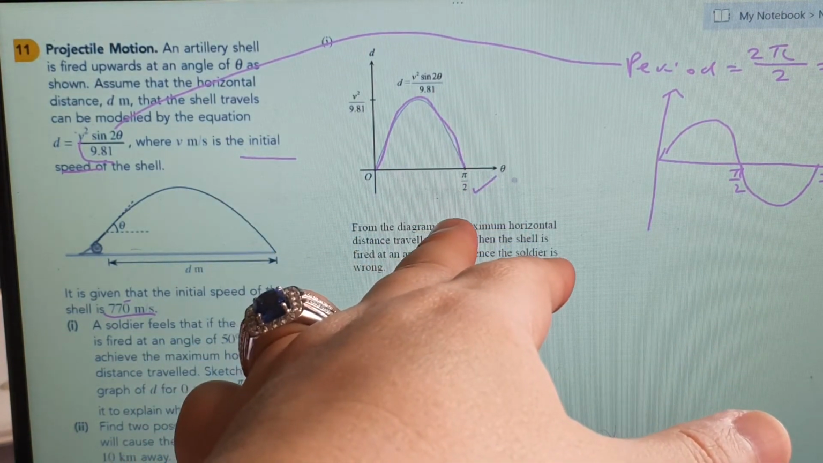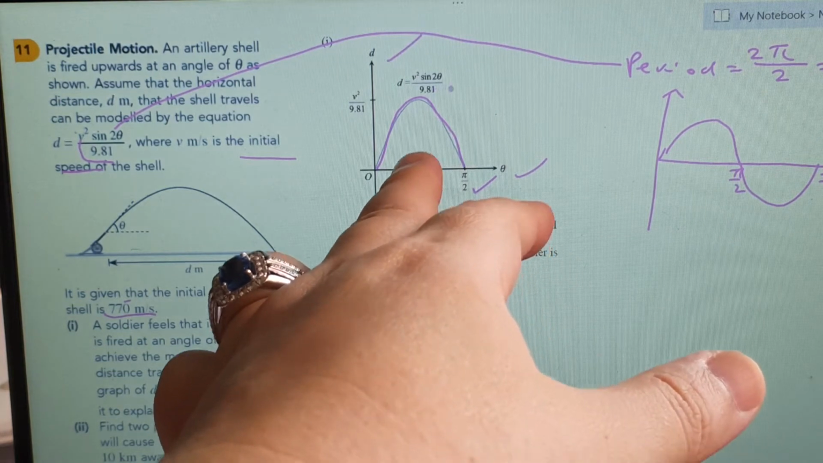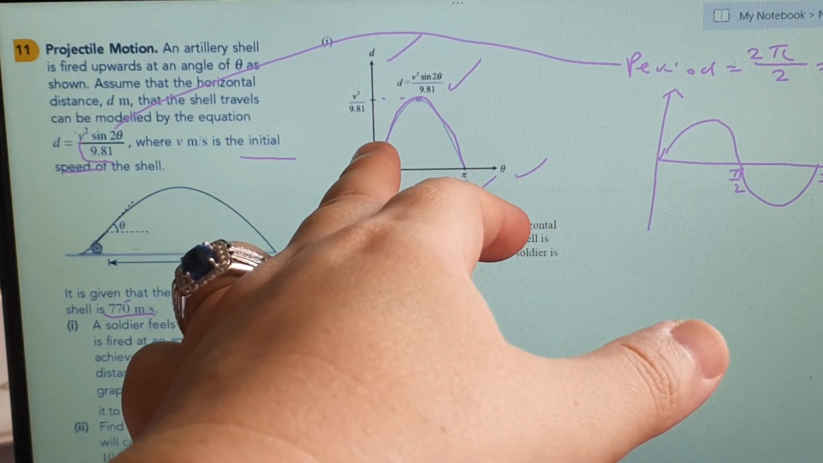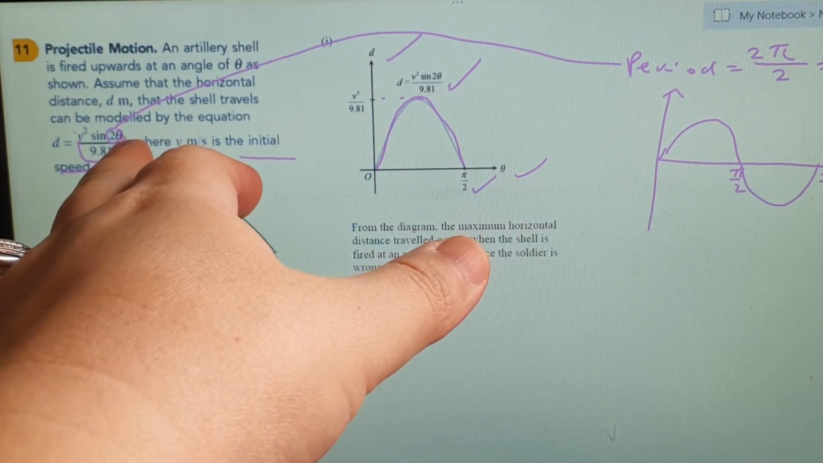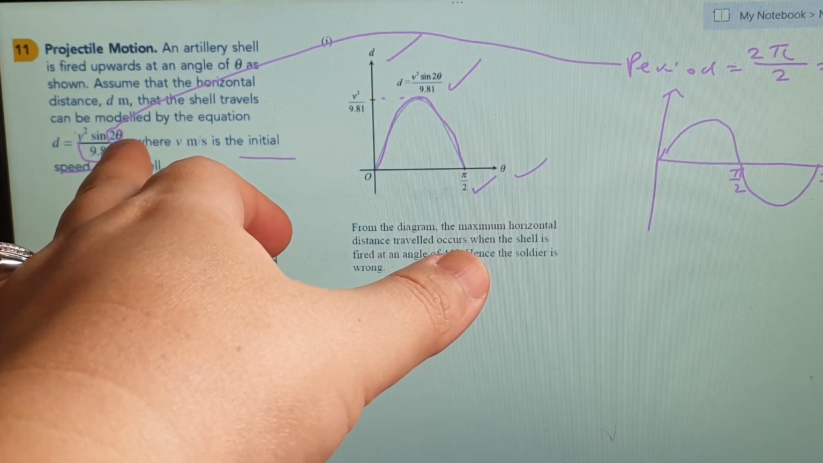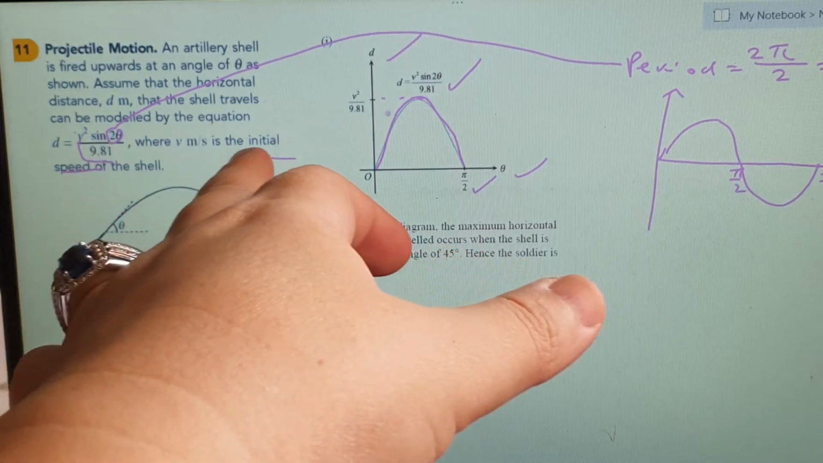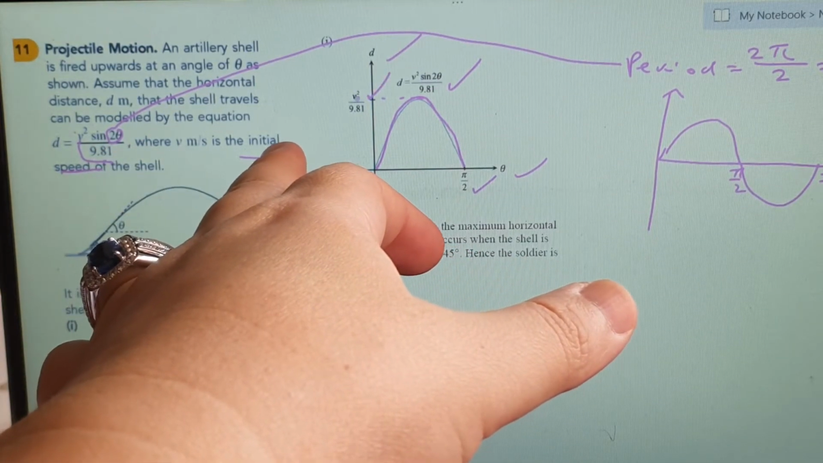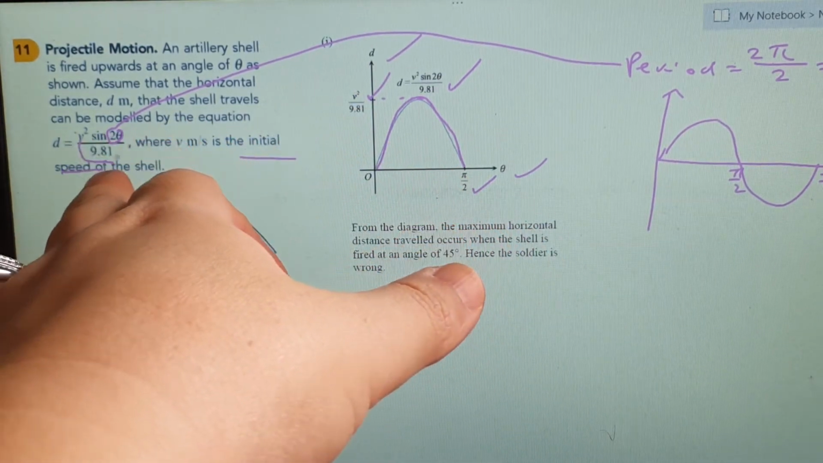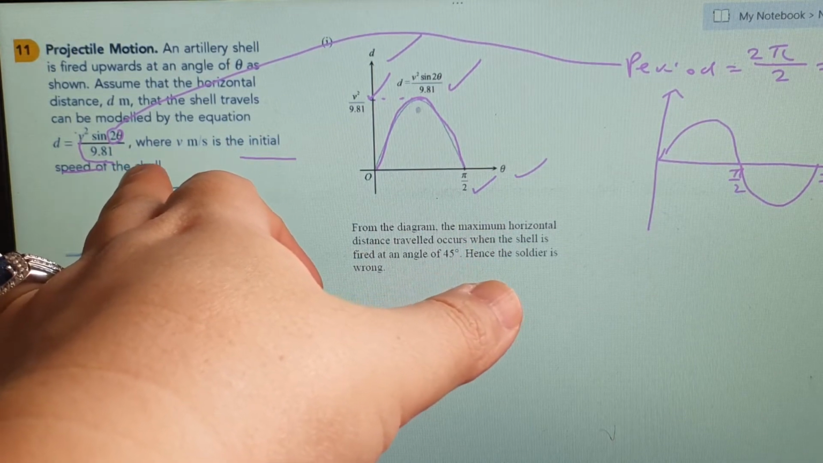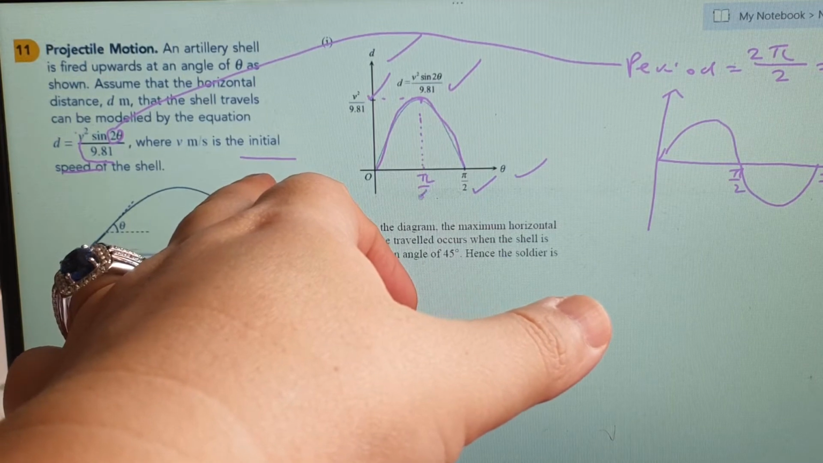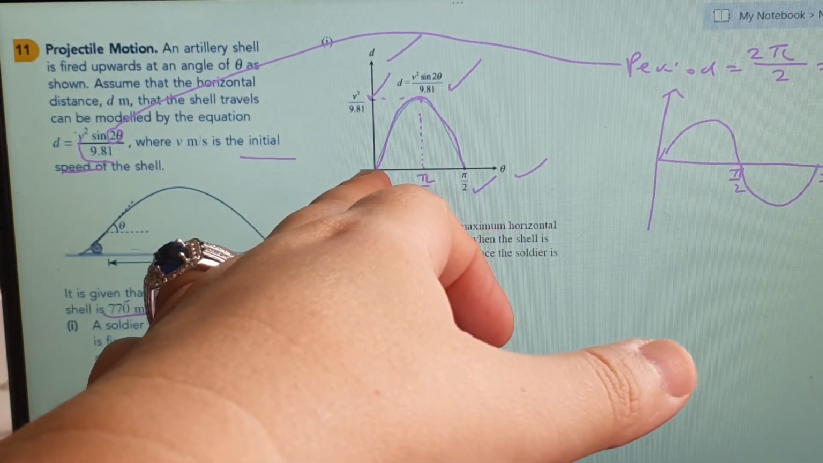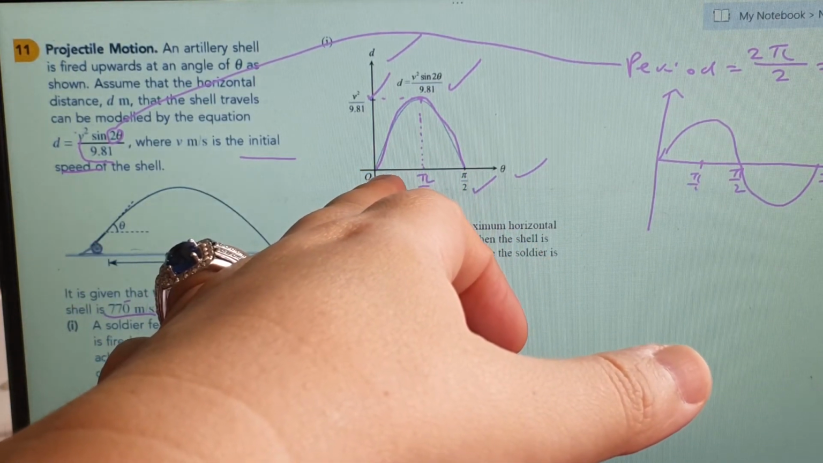Okay, with this as pi over 2, this as theta, this as d, and then label the graph, and the highest point. When theta equals pi over 2, sine of pi is 1, right? That's why it is 1 times v squared over 9.81. That's why this is the value. And actually you must label this pi over 4, half of this one. Okay, half of this is pi over 4.